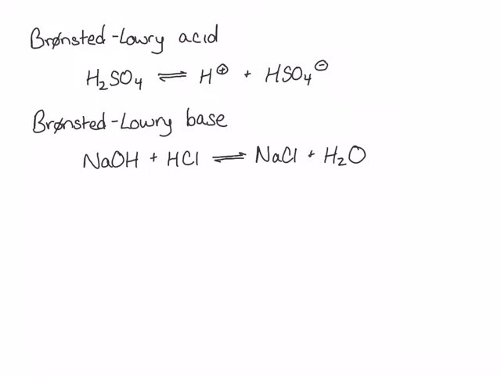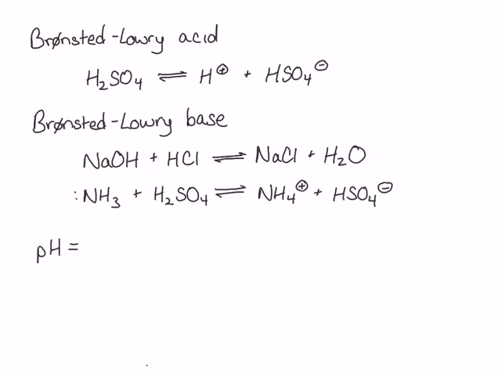This definition includes other bases that aren't Arrhenius bases such as ammonia, which can accept a proton from a strong acid such as sulfuric acid to produce ammonium ion and HSO4-. Remember from general chemistry that we measure the acidity of a solution both in the Arrhenius method and the Bronsted-Lowry method by the pH, which is equal to the negative log of the hydronium ion concentration. And this is measured on a scale from 0 at most acidic to 14, which is most basic.